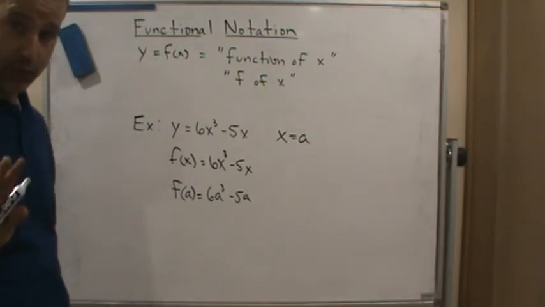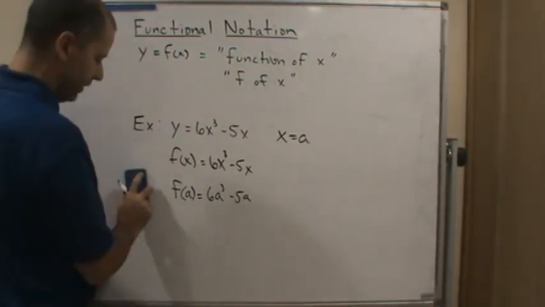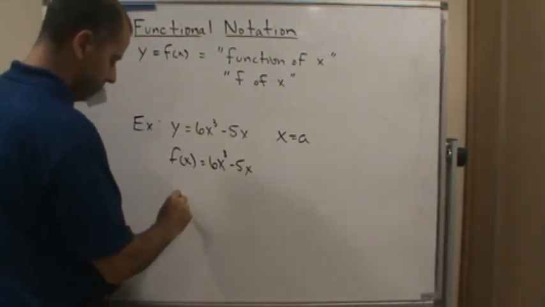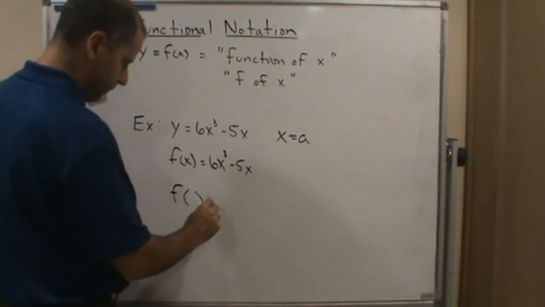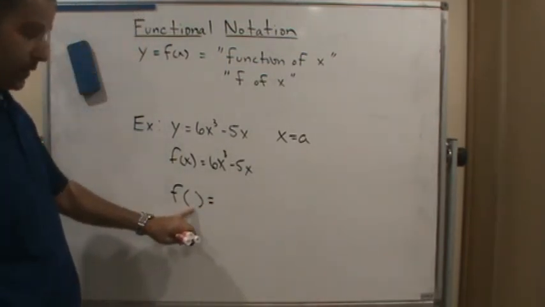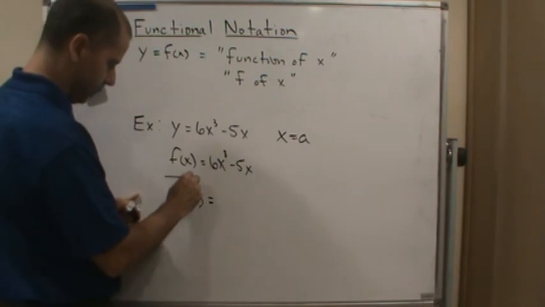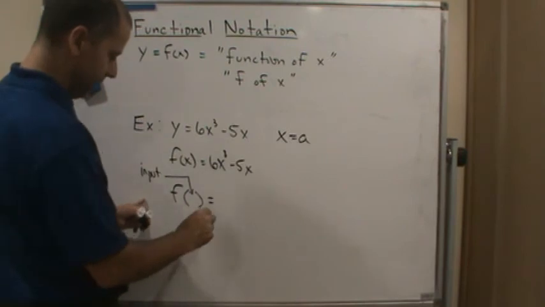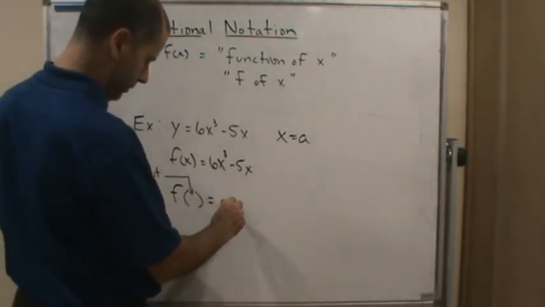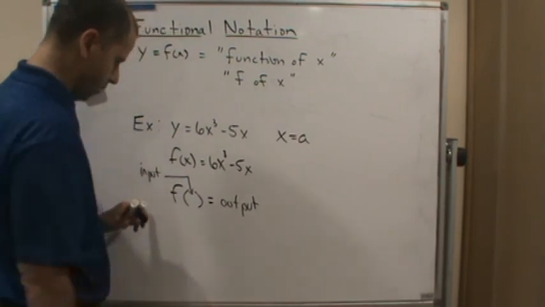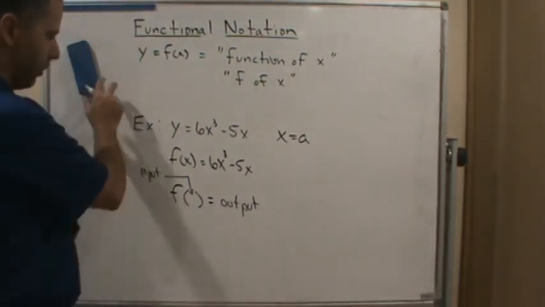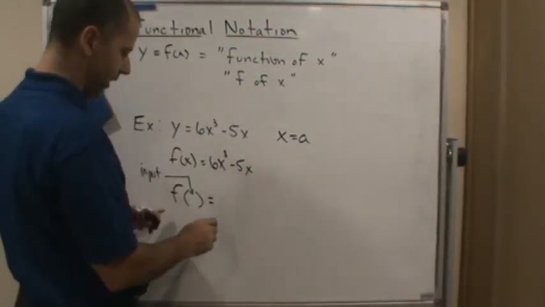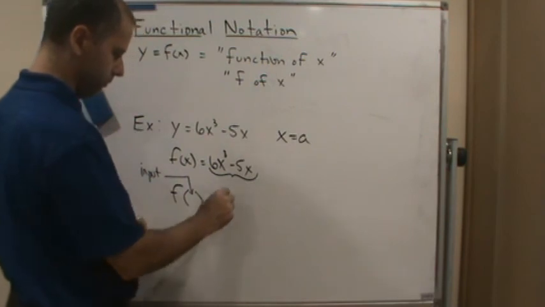Now let's do it with a number. Let's get even more fundamental here. Remember, this is like a machine. This is the input, and this is the output. You put something in, you get something out. What you get out is based on what the machine does, the rule. So this is what we call the rule.